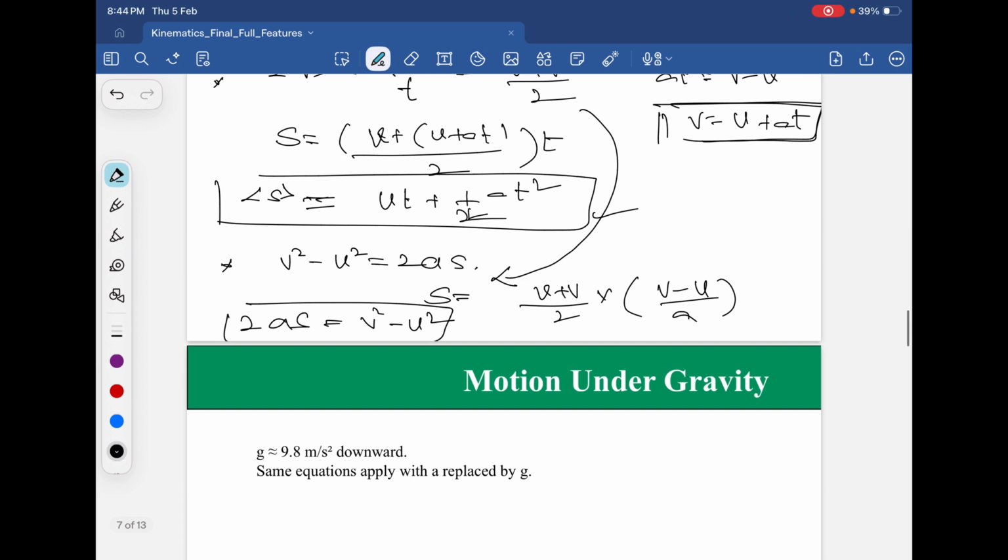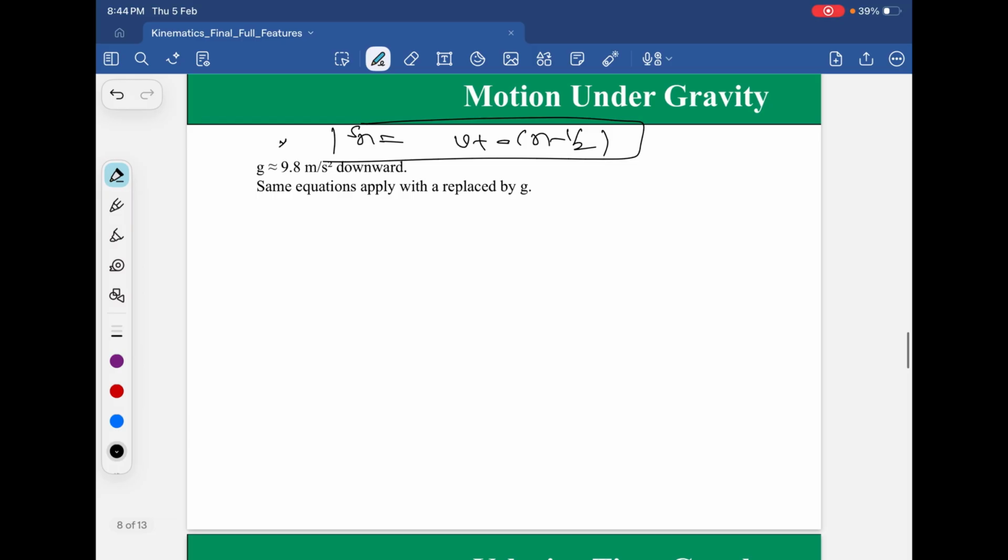And for solving problems, displacement in the nth second also we can make use of, that is u plus a into n minus half, in the nth second. Where g we are taking as 9.8 meter per second square.